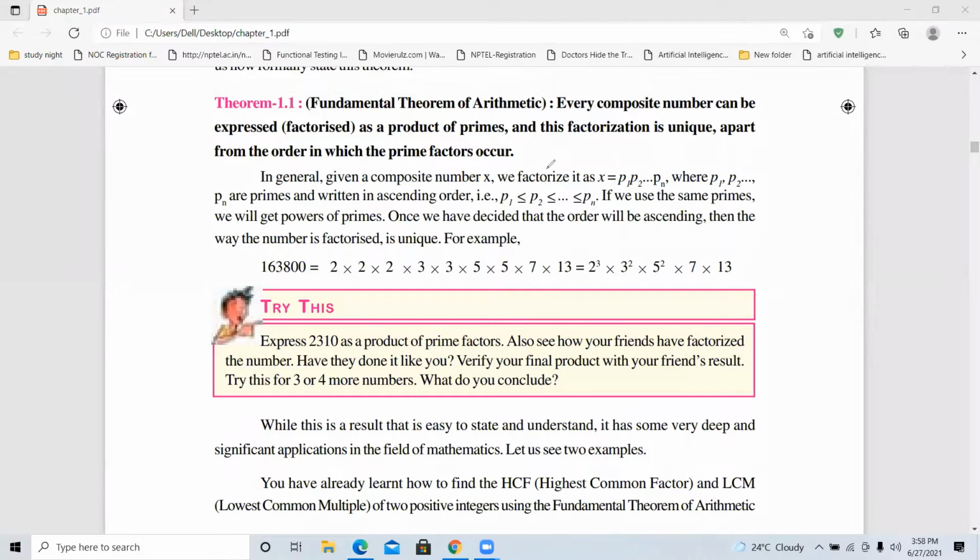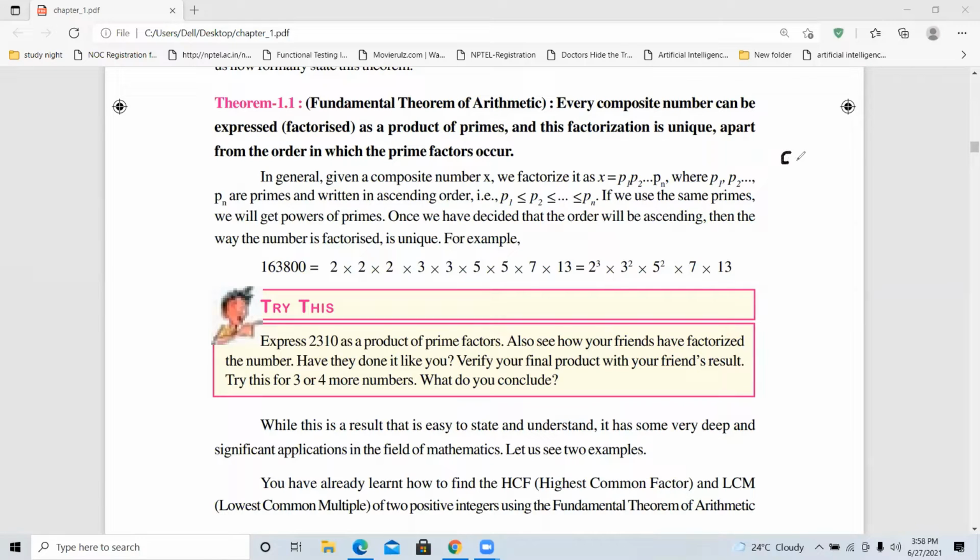In this video, we are going to learn about the fundamental theorem of arithmetic. Before going into the theorem, let's know about the prime number and the composite number. A prime number is a number which is divisible only by itself and 1. And a composite number can have itself and 1 as its factors and also other numbers.